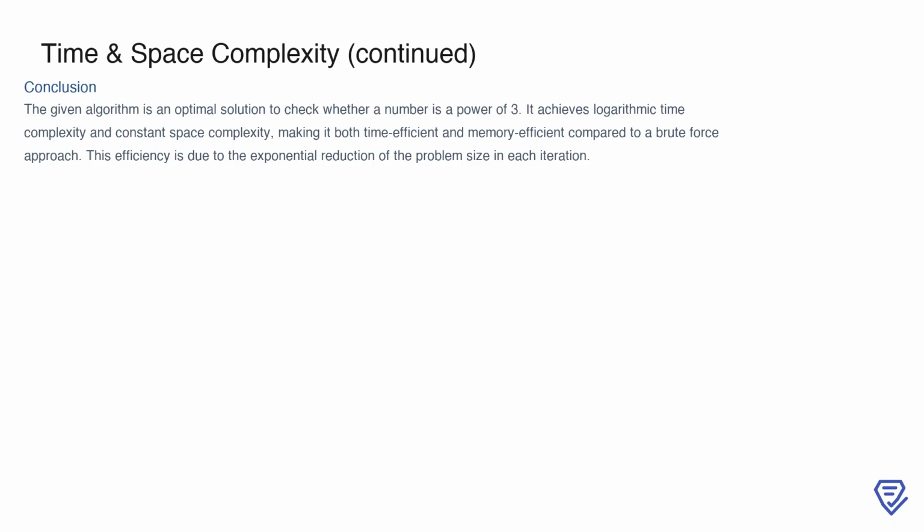In conclusion, this algorithm provides an optimal solution for determining whether a number is a power of 3. Its logarithmic time complexity ensures that it performs efficiently even for large inputs, while its constant space complexity minimizes memory usage. This is in stark contrast to a brute force approach, which would be significantly slower and less practical. The efficiency of the algorithm stems from the exponential reduction of the problem size during each iteration of the loop. Overall, this combination of time and space efficiency makes the algorithm both robust and highly suitable for this problem.